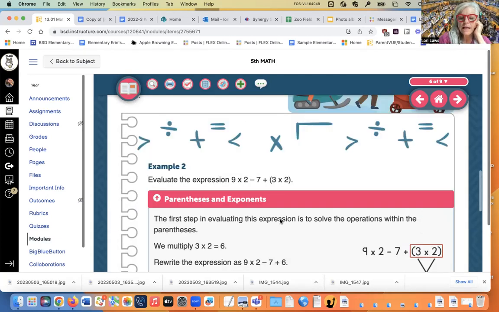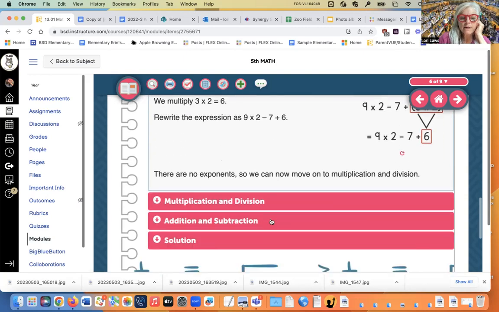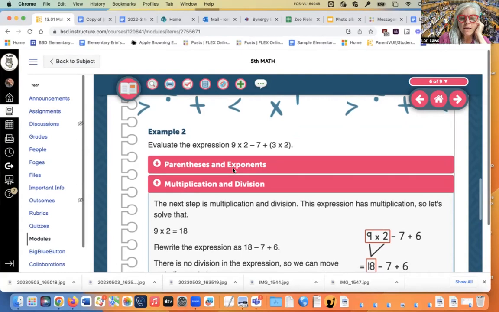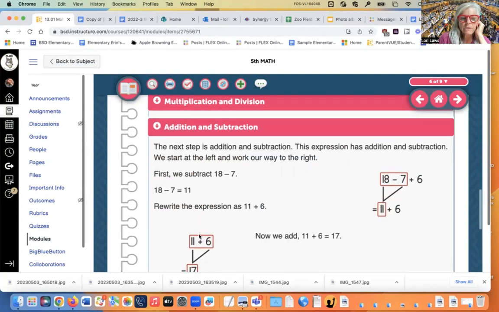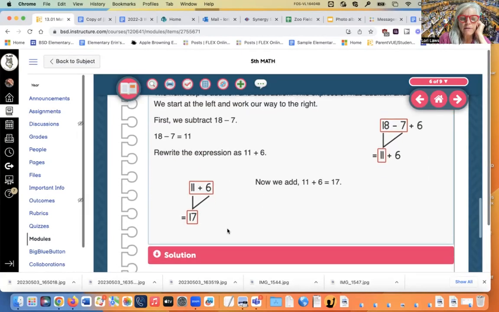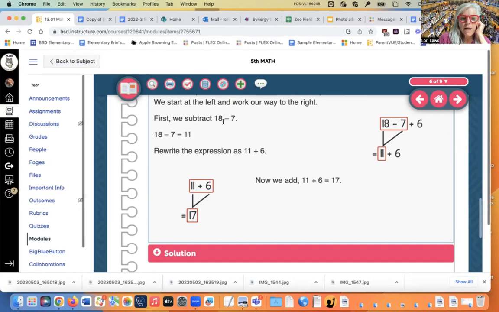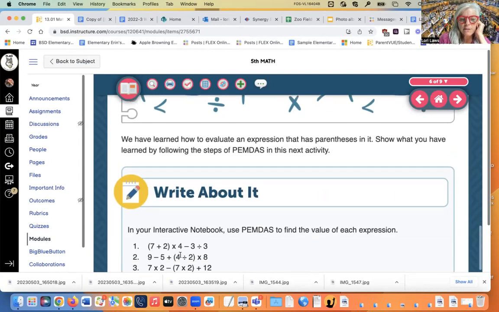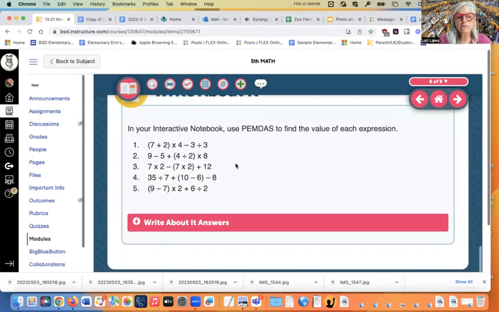So here we go. You do the parentheses first. So that's the 3 times 2. Then you go to multiplication and division. 9 times 2 is 18. Then you do the addition and subtraction. So you have 18 minus 7, which is 11, plus 6, 17. Solution 17. In your interactive notebook, using PEMDAS, find the value of each of these and write about your answers.